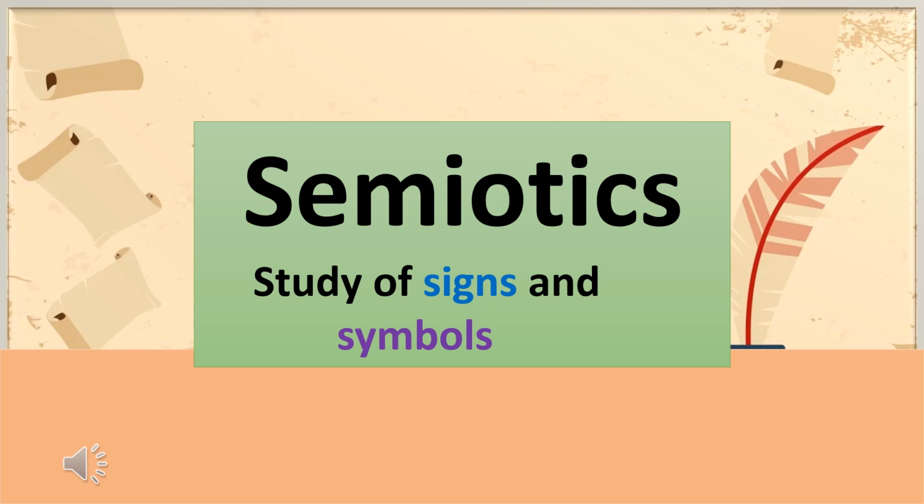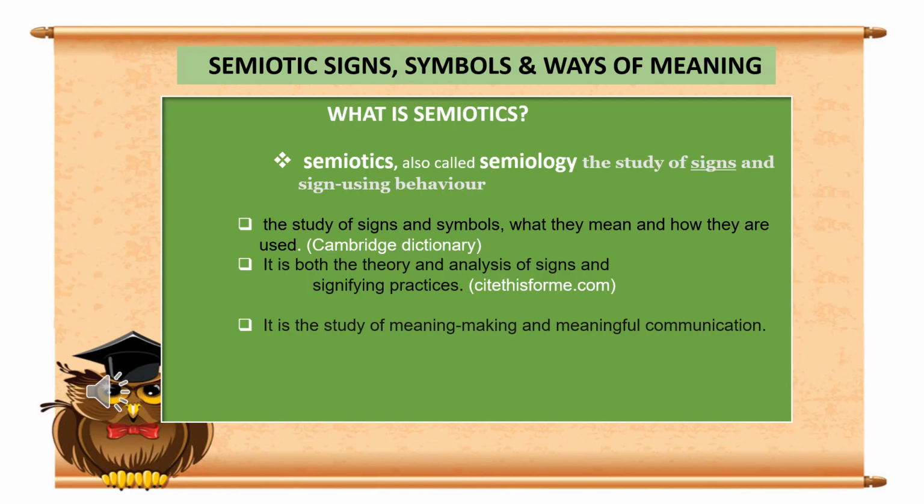Okay, so what actually is semiotics? All right, so we have semiotics: signs, symbols, and ways of meaning. Semiotics is also called semiology, the study of signs and sign-using behavior. It was defined by one of its founders, the Swiss linguist Ferdinand de Saussure, as the study of the life of signs within society. And also the study of signs and symbols, what they mean and how they are used. This is from Cambridge Dictionary, and it is both the theory and analysis of signs and signifying practices.